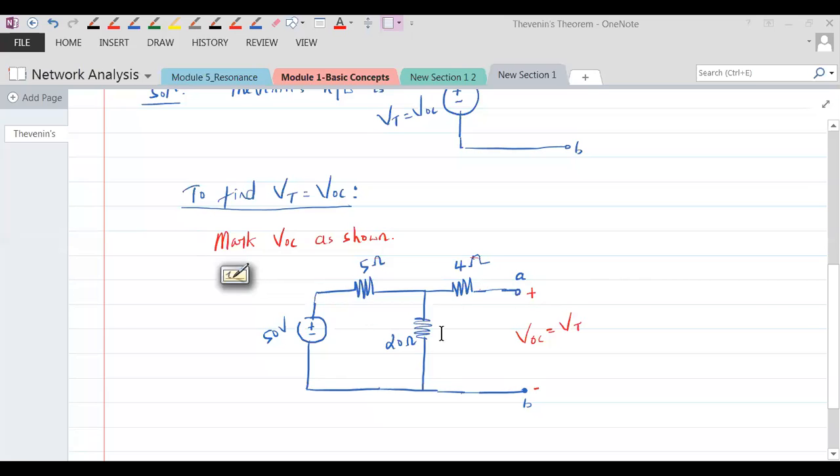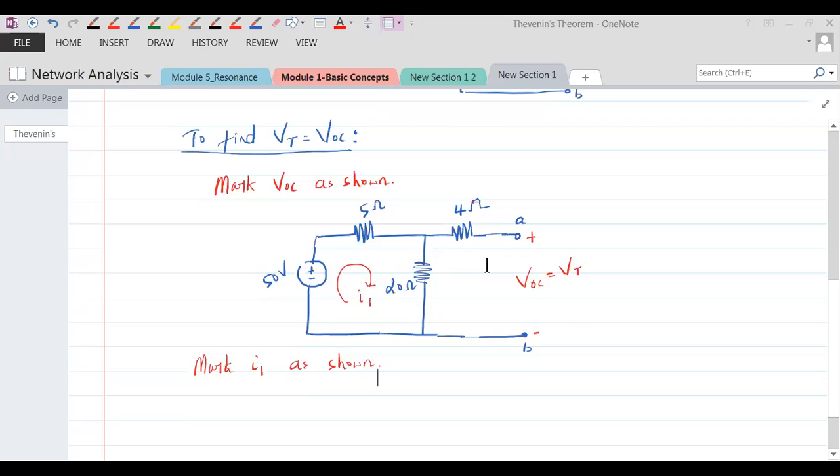There is just one mesh. There is no current flowing here. So it is one mesh. So let me solve this problem by mesh. I'll not say I'll solve this problem by mesh analysis. I'll just mark the current. So we have marked VOC. Then I'm marking I1 as shown. Why are we doing that? To find out this VOC. Understand that? So soon after I mark I1, it is understood that I am solving this problem by mesh analysis.